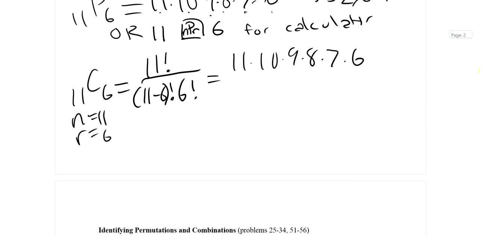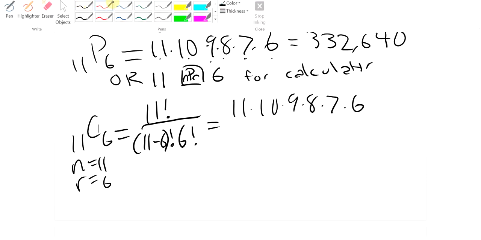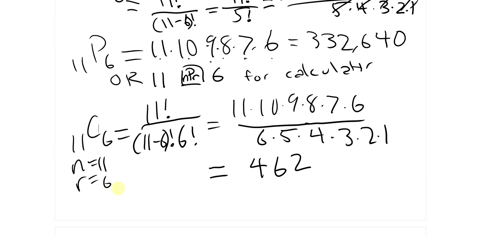That part is our permutation. And then we're dividing by 6 factorial to get rid of the repetitions. So times 5 times 4 times 3 times 2 times 1. If you multiply that out, you will end up with 462. And again, if you choose to use your calculator, it's 11, then your button for combinations, 6, and you'll get the same answer.